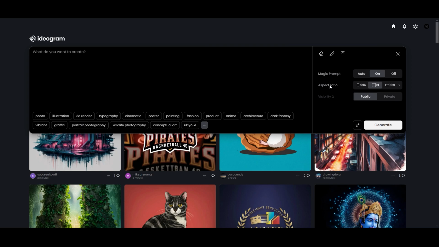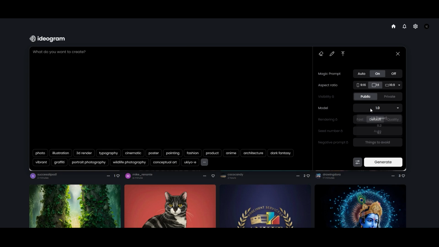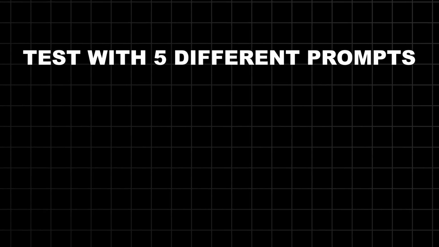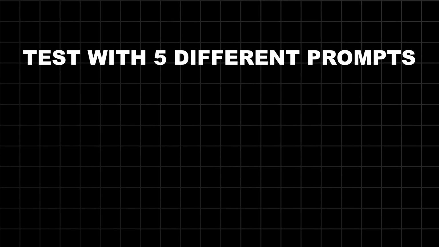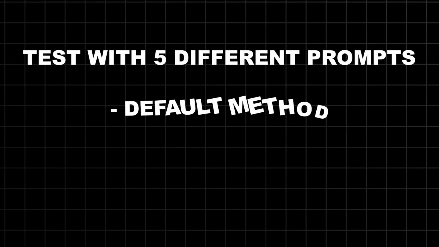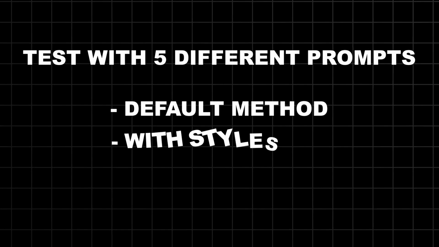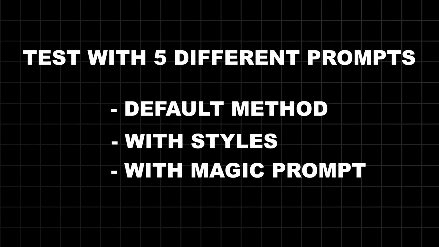And next we have the aspect ratio, and here you can see the settings option. Here you can change the model as well. 1.0 is the latest version, and to change the rendering settings, seed number, and negative prompt, you need to upgrade your account. So we won't be using these things. Now I have 5 different types of prompts, and we will be creating images using those prompts in the default method first, next using styles, then using the magic prompt.